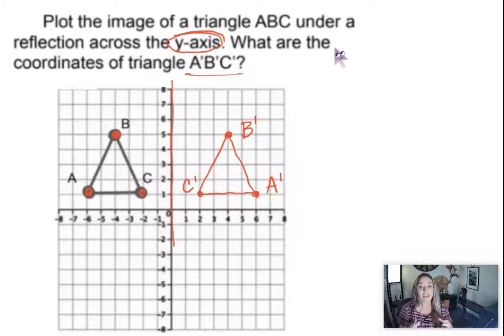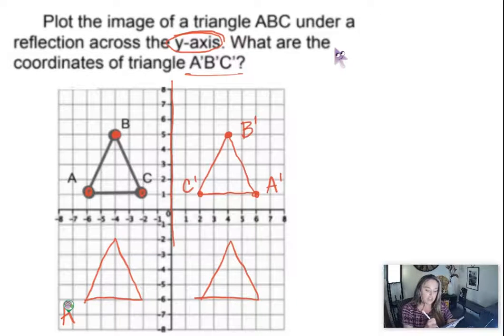And if you were looking at this and you didn't know if it was a reflection or a translation, because a translation could look similar. If you translated this triangle over here, you might think it's a reflection. And so you have to pay attention to how it's labeled. If it was a translation, it would just be shifted to the right. Do you see how all of the letters are in the same order?